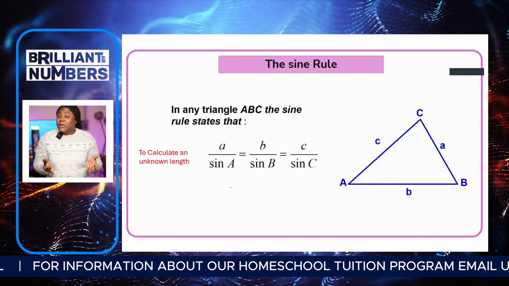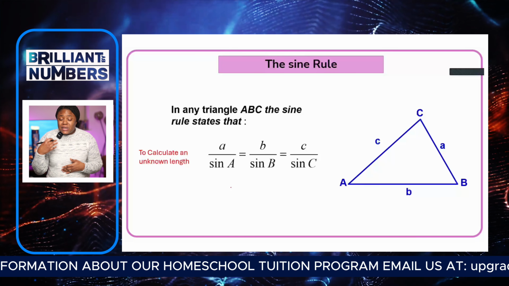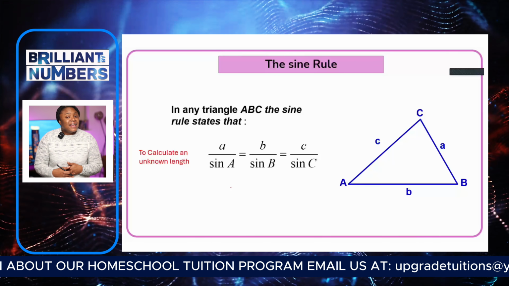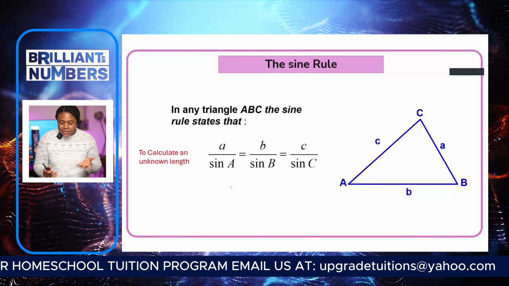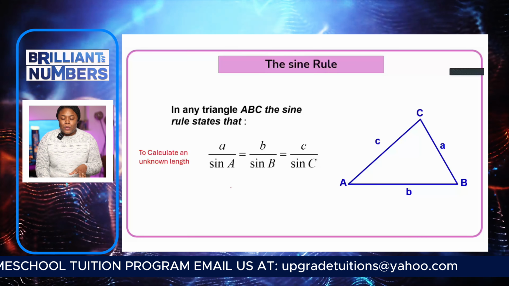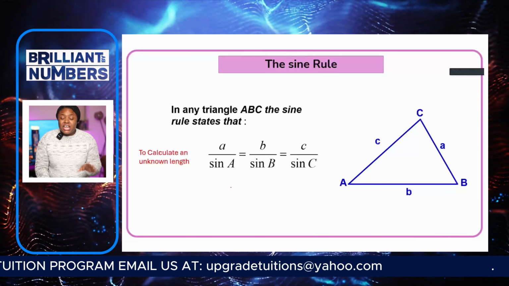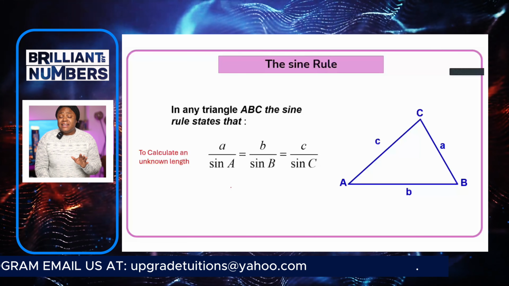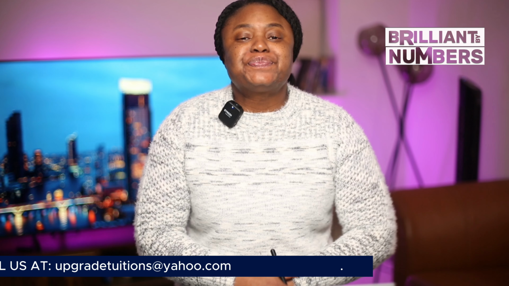Now, at no given point, we will need to use all three. So, if we're finding an unknown length, first of all, we're going to need a matching pair and then another angle. And then we can find the matching side to that. And we'll see what that looks like when we get into the question. So, what we need to do at this stage is to write down what the rules say concerning finding an unknown length using the sine rule.